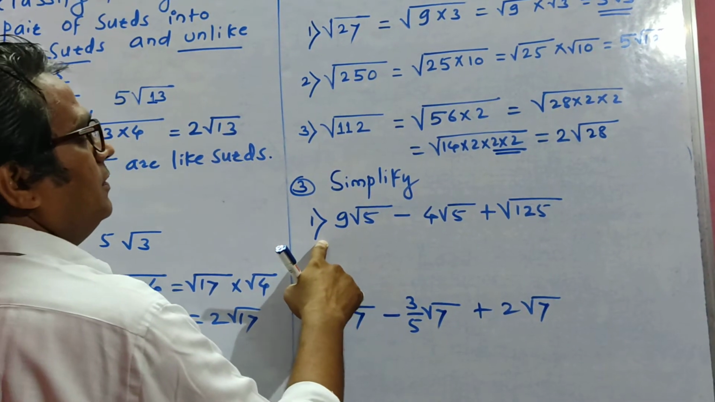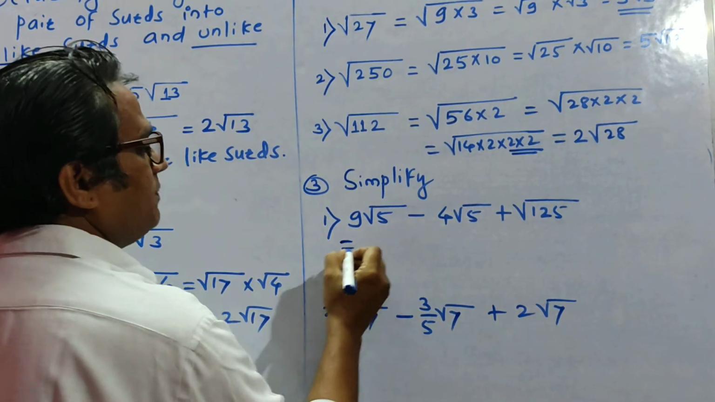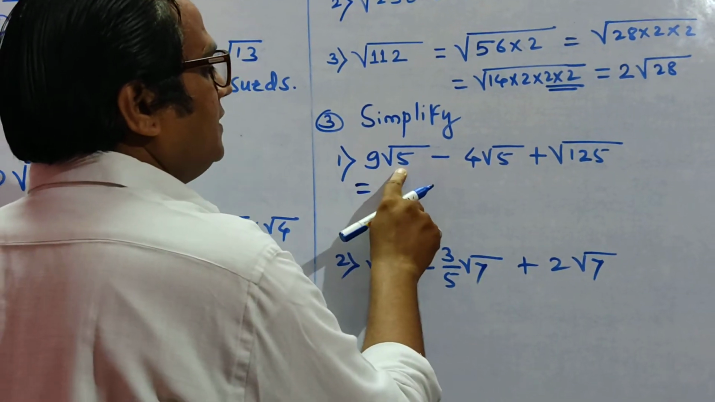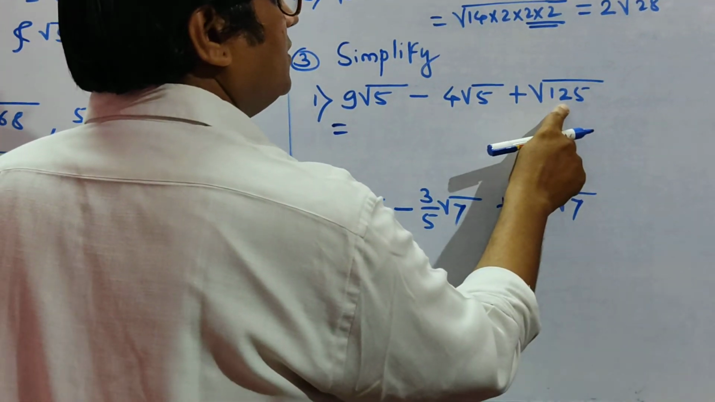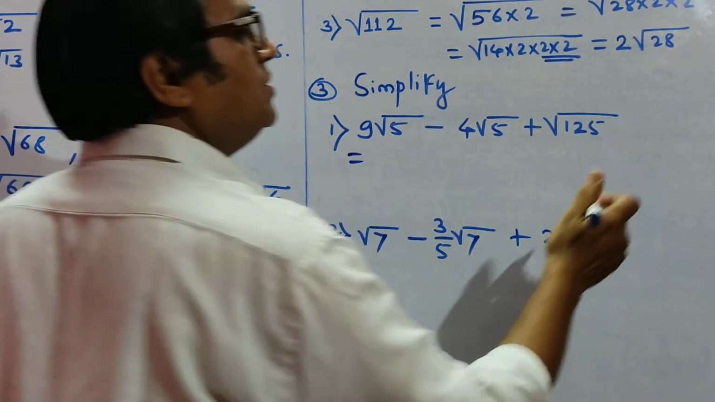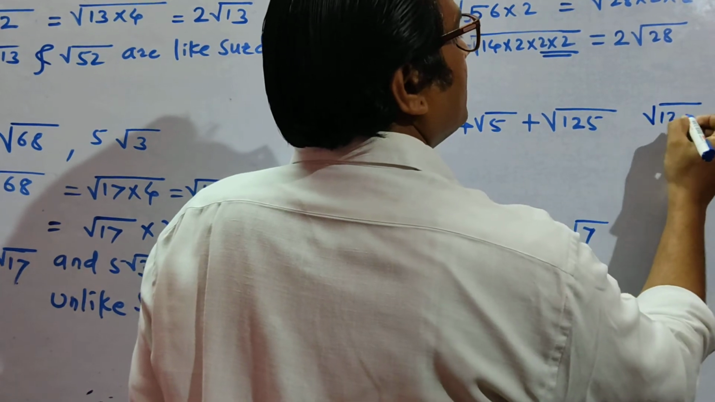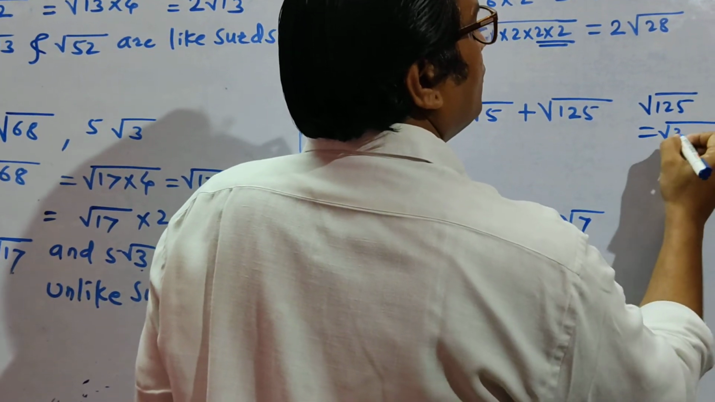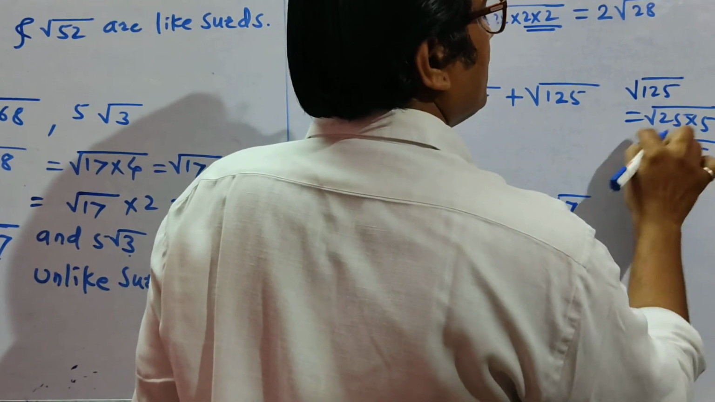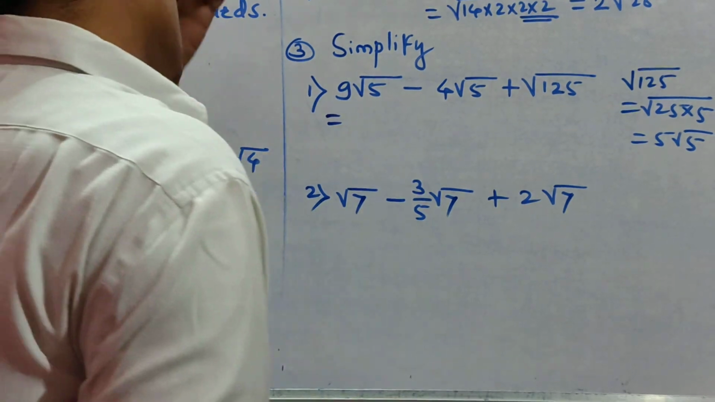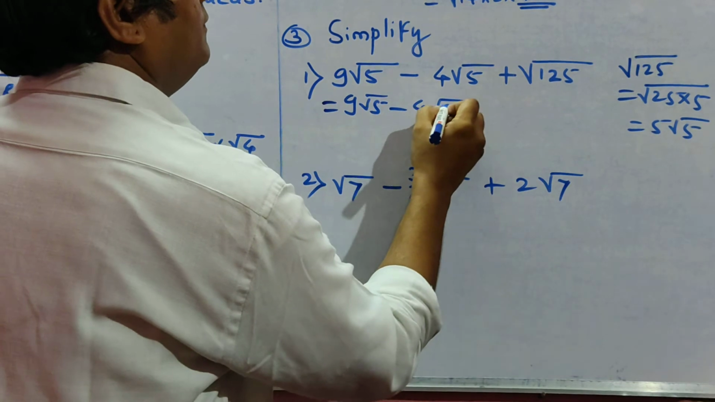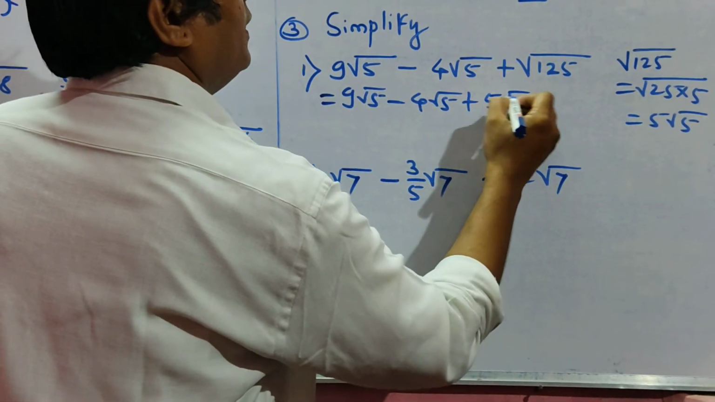Now simplify, here addition and subtractions are given, so we can simplify. Now here subtraction is there. First see, are these like surds or unlike surds? Now root 125 is different, looking different. So we have to convert it first. Root 125 is nothing but root 25 multiplied by 5, 25 comes out as 5 and only root 5 remains. So we can write this as 9 root 5 minus 4 root 5 plus 5 root 5.